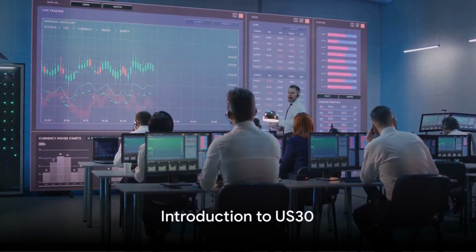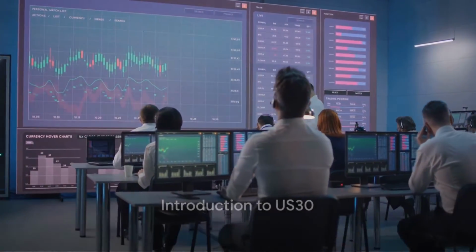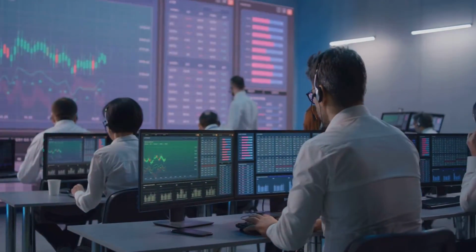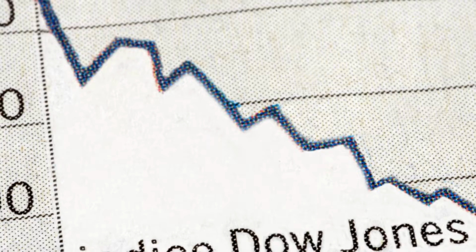What is the best strategy for US30? This is a question that many day traders often ask. So, let's dive right in and shed some light on this intriguing subject.